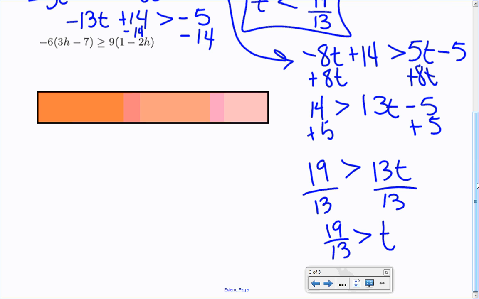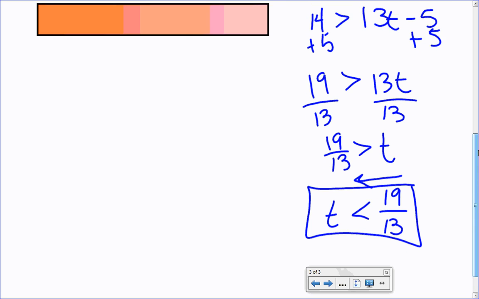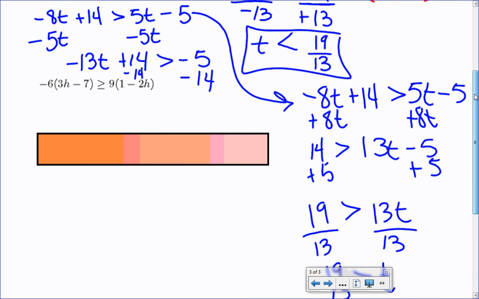And we always write our variable first, just because that's the way we communicate. We wouldn't say 19 over 13 is greater than t. We want to know what t is. So t is less than 19 over 13, right? If we read it this way, t is less than 19 over 13, so we write it that way. Okay, so that is our final solution. So either way, we're going to get t is less than 19 over 13.